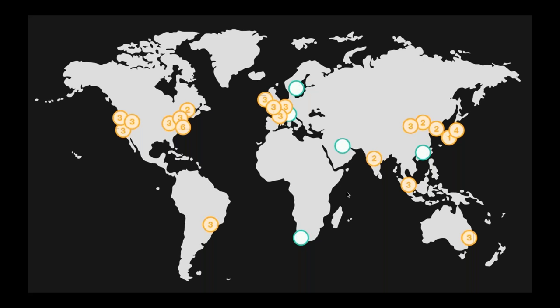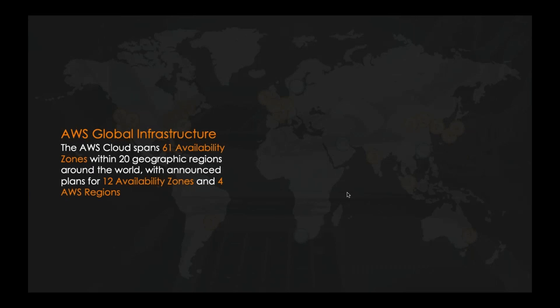And as per the Well-Architected Framework, you should design your infrastructure for high availability. That is, you need to distribute your infrastructure across both availability zones. We'll see in detail. AWS global infrastructure spans 61 availability zones as of now, within 20 geographic regions, now it's 21. The number of services, the number of designs, the number of infrastructure resources they have are spread across 21 geographic locations and 61 availability zones. And they have announced 12 more availability zones with an additional 4 AWS regions.